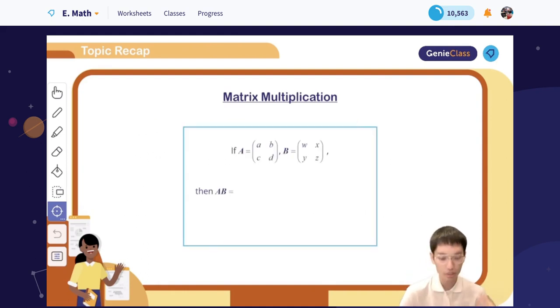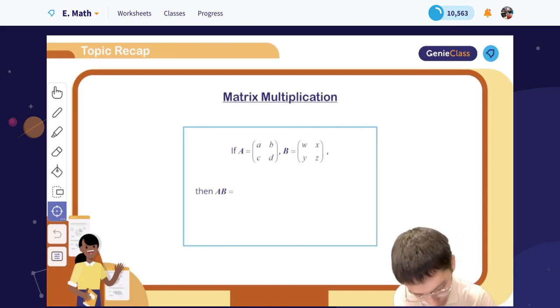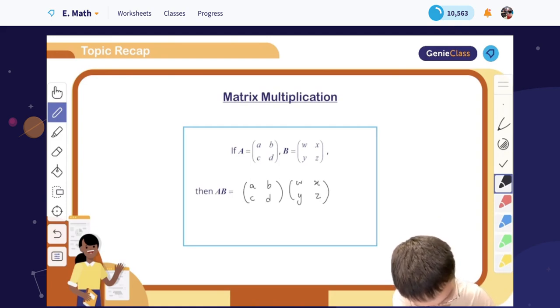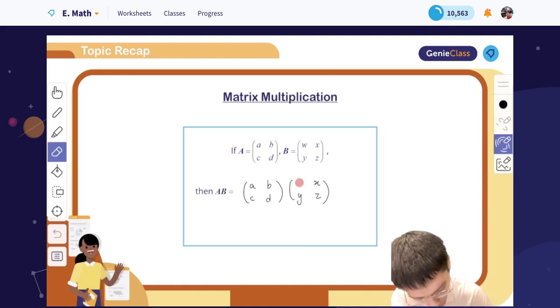In fact, matrix multiplication is the most important part when we talk about multiplying them. So when we multiply them, let me write down the matrices for you. It will be like this: A, B, C, D, W, X, Y, Z. The most important part of matrices for today's lesson is the matrix multiplication part.